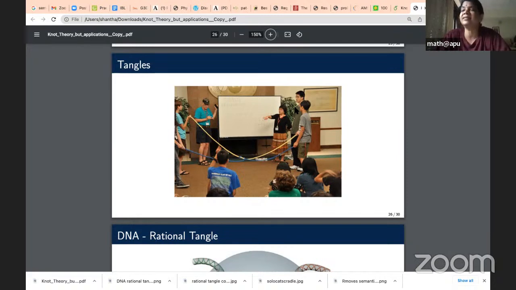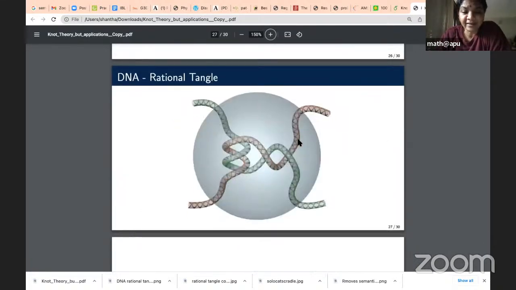Now, one might think this is a good game for spatial thinking, but what does it have to do with knot theory? The thing with knot theory is that DNA also can be thought of as a rational tangle. So over here, you can see the green and red strands. This is exactly like the game that was played over there. Such a thing is called a rational tangle. Tangle because things are tangling.